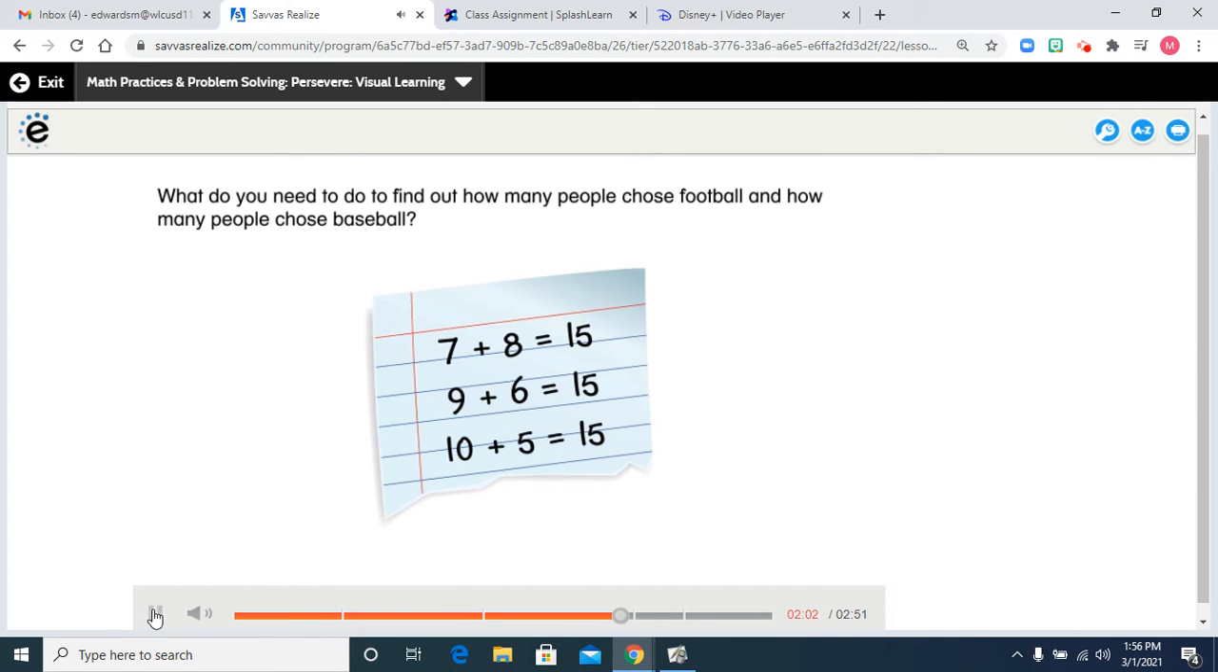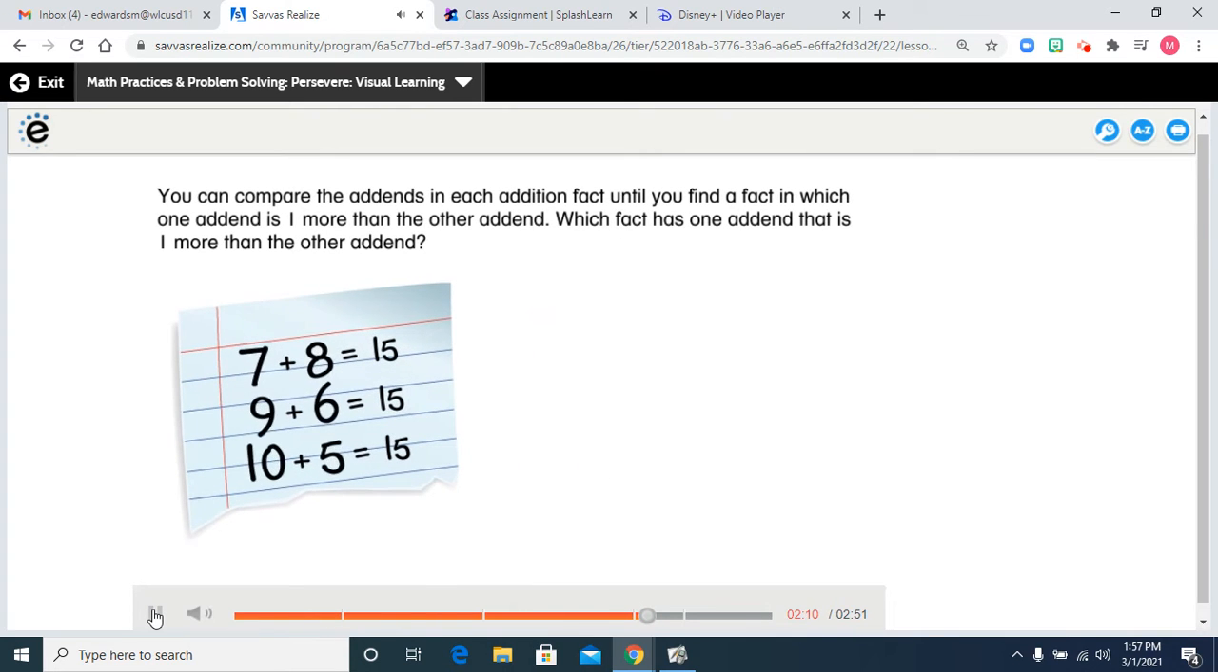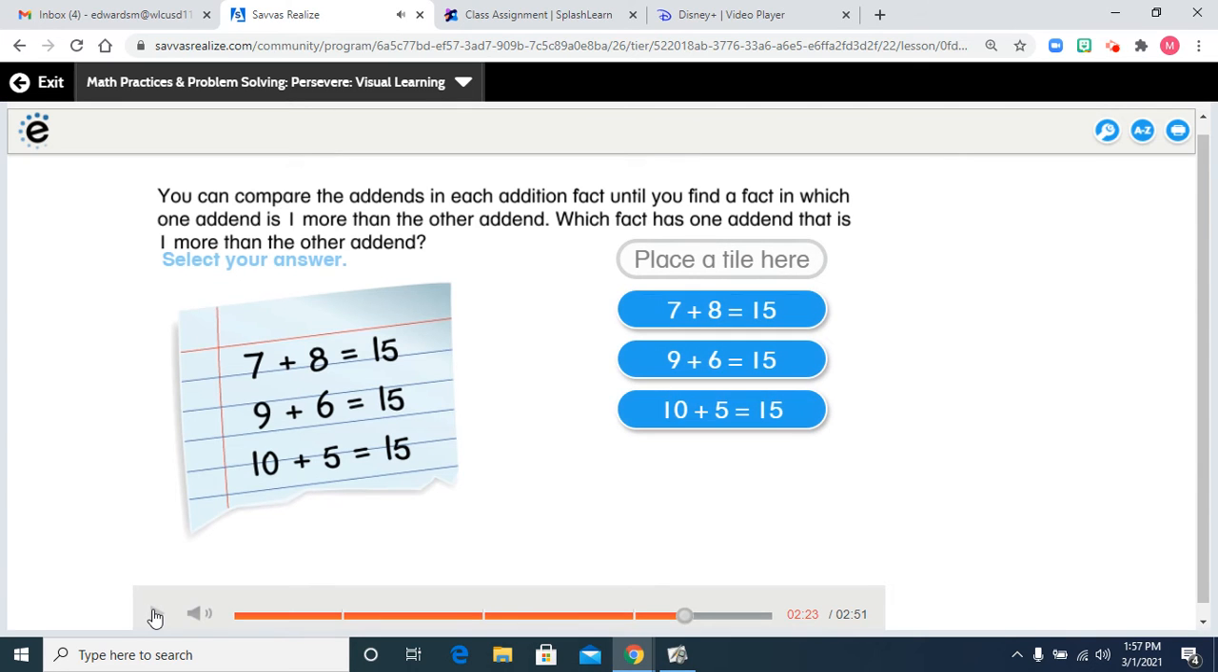What do you need to do to find out how many people chose football and how many people chose baseball? You can compare the addends in each addition fact until you find a fact in which one addend is one more than the other addend. Which fact has one addend that is one more than the other addend? Select your answer.